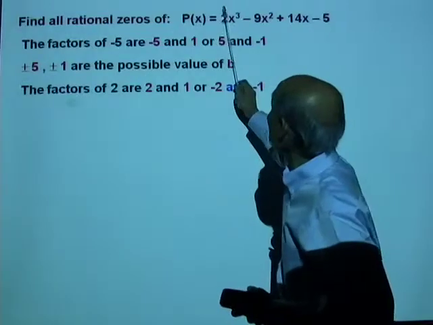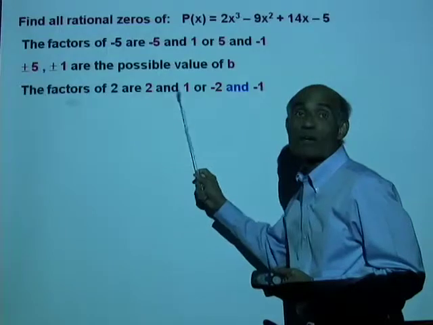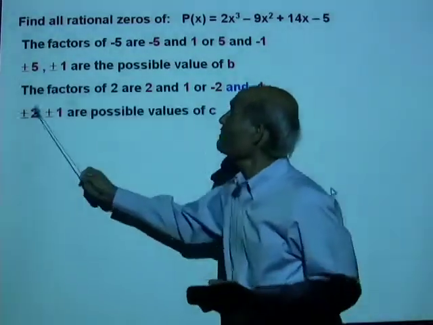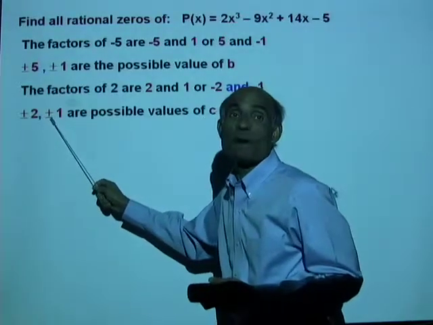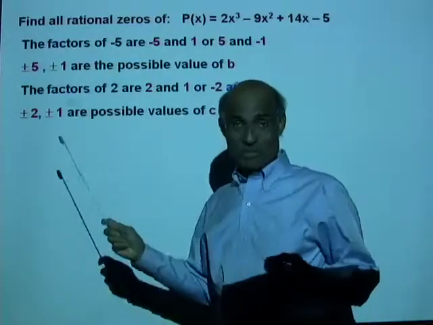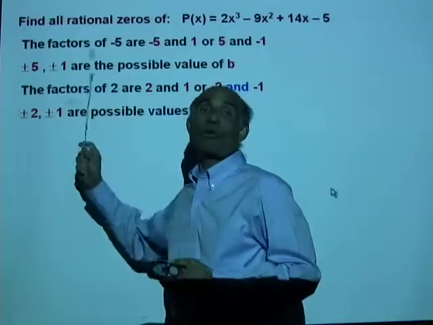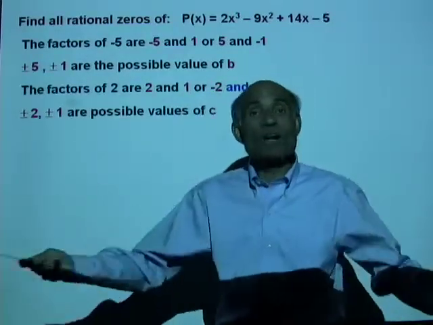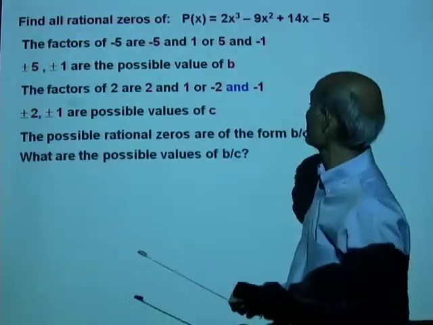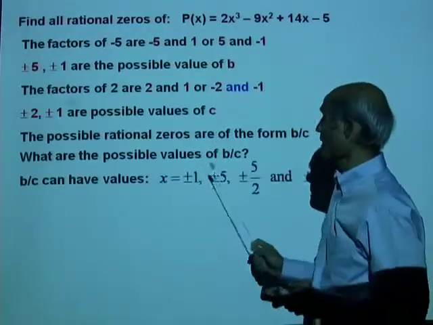And the factors of the leading coefficient 2, what are the possible factors? Can be 2 and 1 or negative 2 or negative 1. That means plus or minus 2 or plus or minus 1 are possible values of c. So you can have 4 possible numerators and 4 possible denominators. So what are the possible zeros? The possible rational zeros are of the form b over c, and what are they?